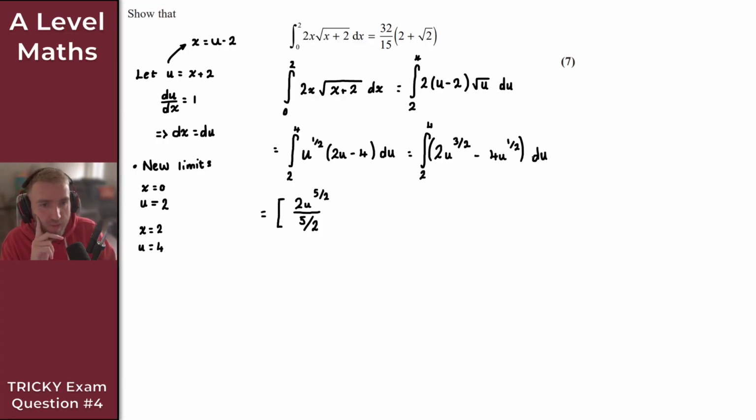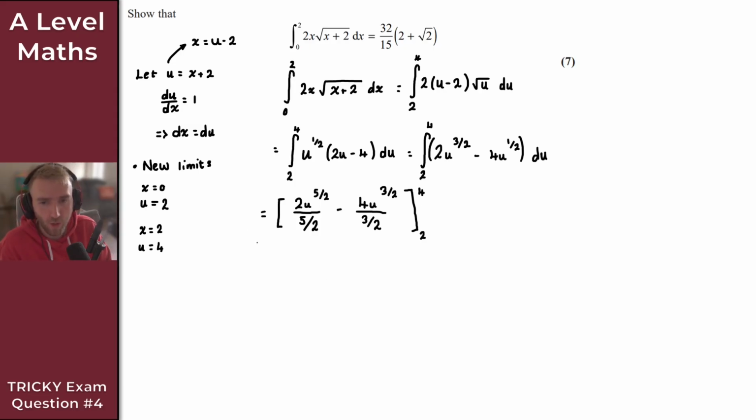And then for this term here, again, just add 1 to the power, divide by the new power. So what I get here then is minus 4u to the 3 over 2, so 1 over 2 plus 1 is 1 over 2 plus 2 over 2. We get a power of 3 over 2. So 3 over 2 like that. And again, we just divide by the new power, right? So I'm dividing here by 3 over 2. Perfect. Close the brackets here. And don't forget our limits of integration from 2 to 4.